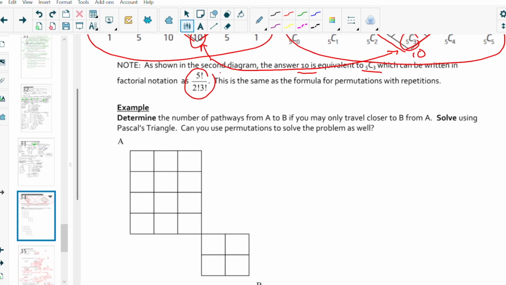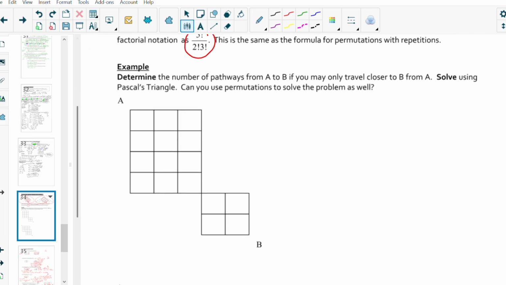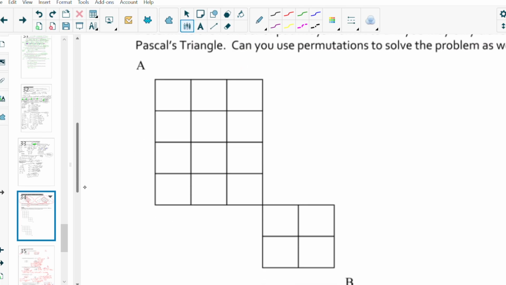Okay. Let's do an example. Determine the number of pathways from A to B if you may only travel closer to B from A. Okay. So I'm just going to zoom in a little bit so we can see this a little bit better. I can write bigger. Okay, will that fit?